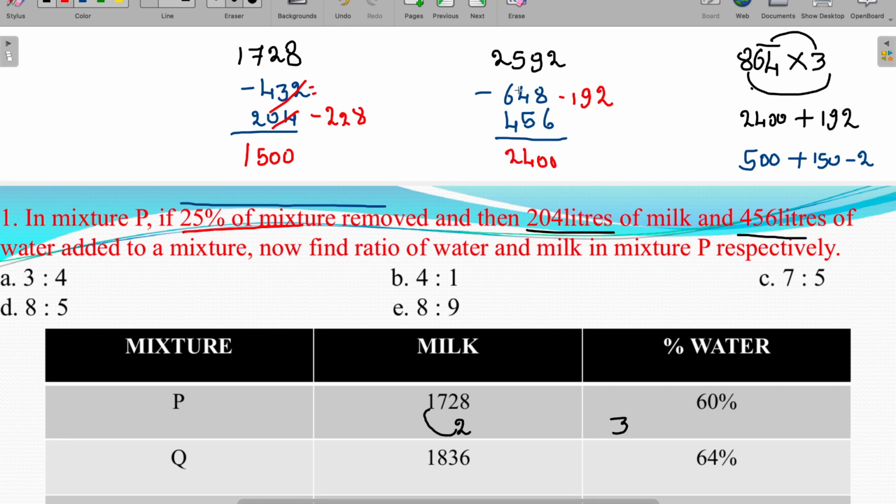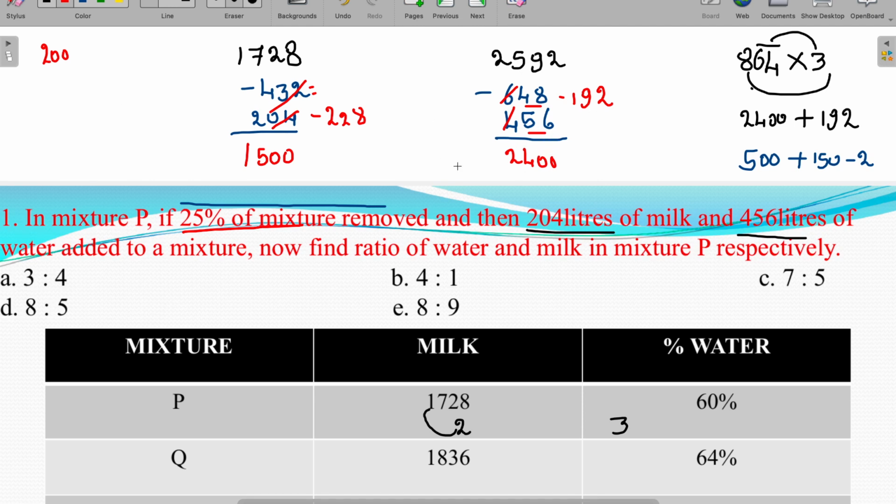How am I subtracting? 600, 400, 200 is there, but I have to subtract 48 and 56. 48 means 56 means, you know, right? Plus 8, I need to subtract that. I hope everyone knows how to subtract this.